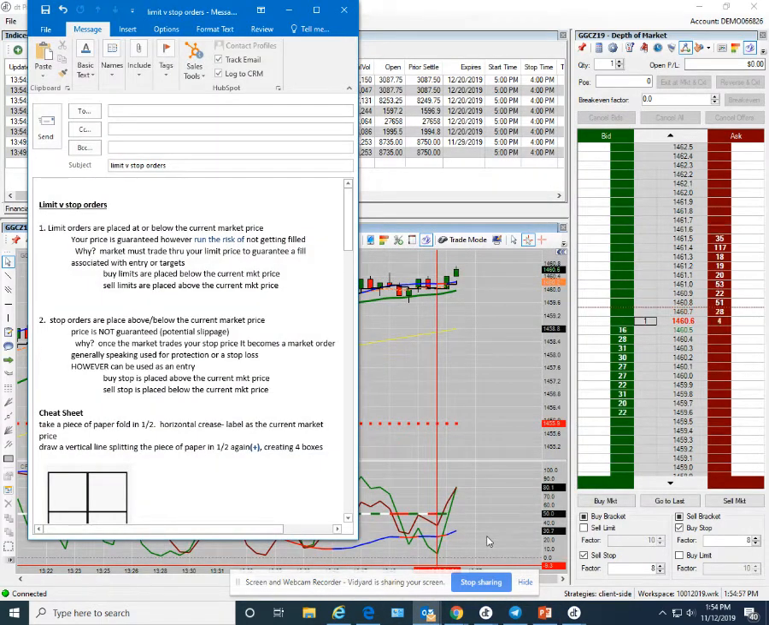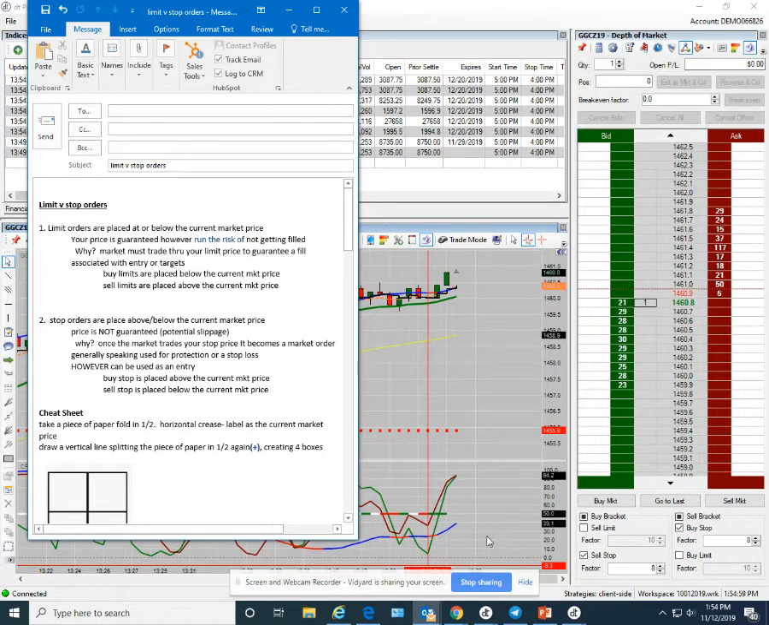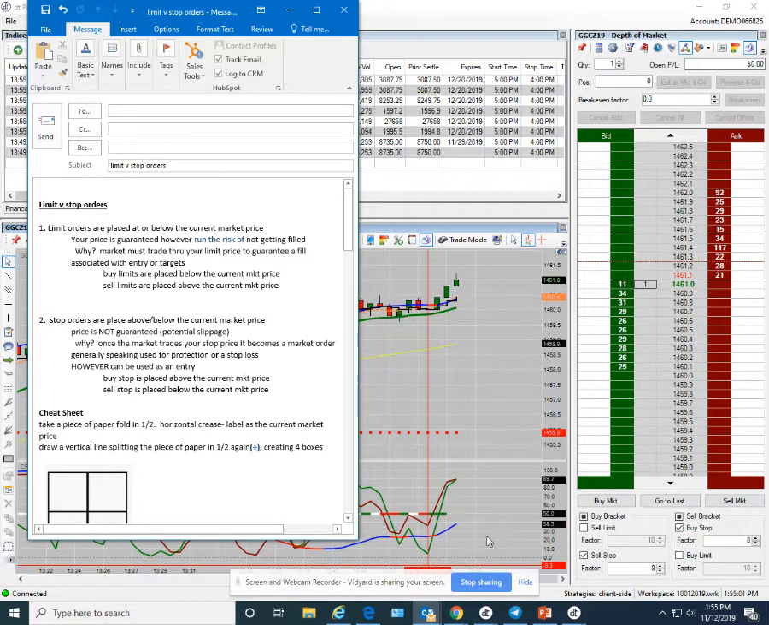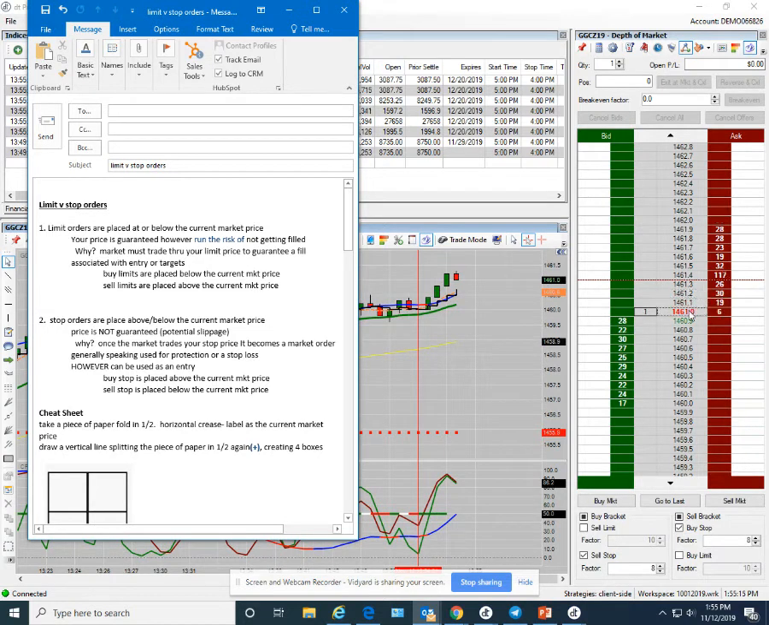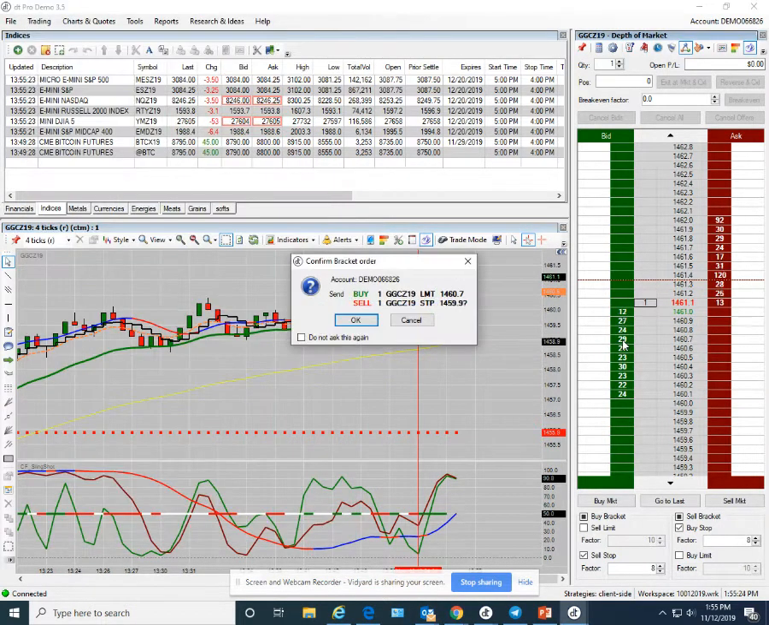We are going to talk about the difference between stop and limit orders. Okay, limit orders, as outlined, are placed at or below the current market price. So if we're looking at the gold market, the current market price is at $1461.20 right now. If I thought, hey, the gold market's going to go up, then buying a limit order would be an order to get long at or below the current market price.